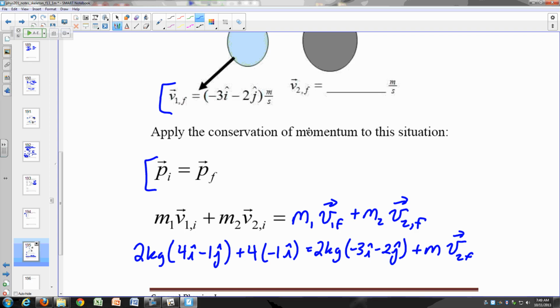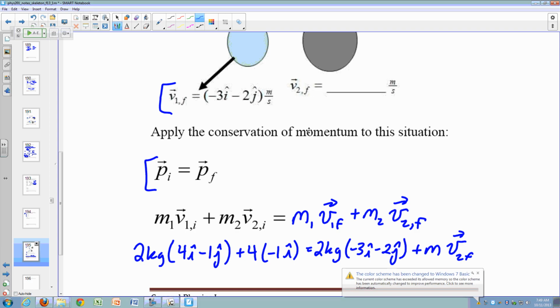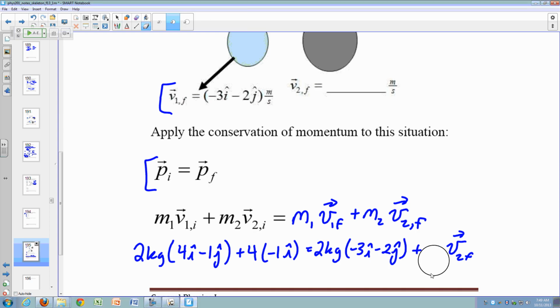You just solve for v2f, but you keep your i and j components separate from one another. As you propagate all these numbers out, you keep these i's and j's. They don't go away, and they stay attached to the number. Don't you know m2? Oh yeah, I do know m. It was 4 kilograms. Yeah, so v2f is the only thing that we don't know.